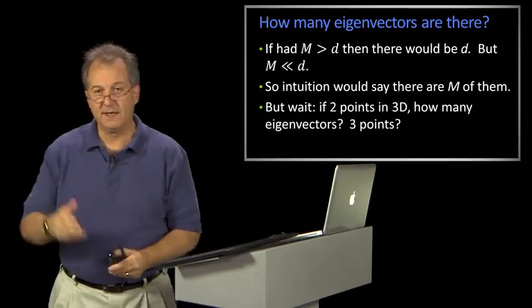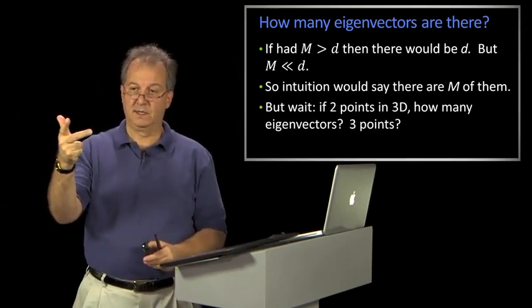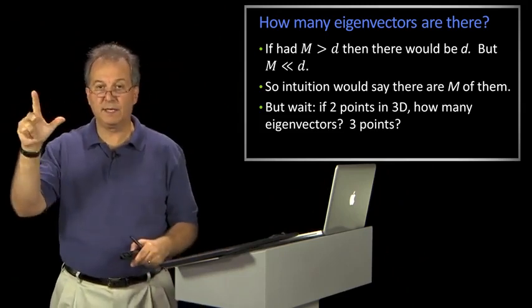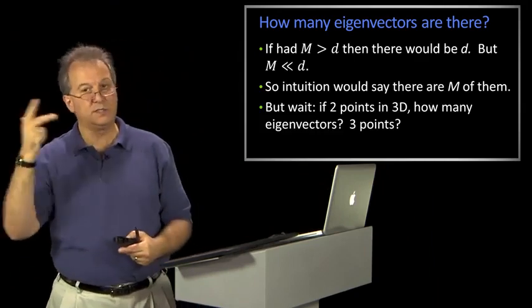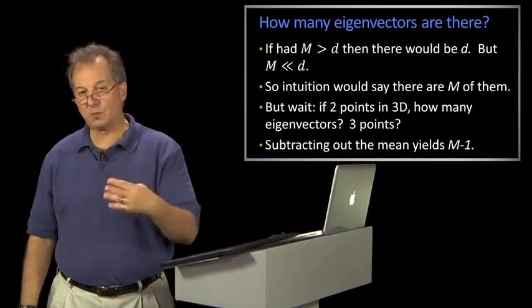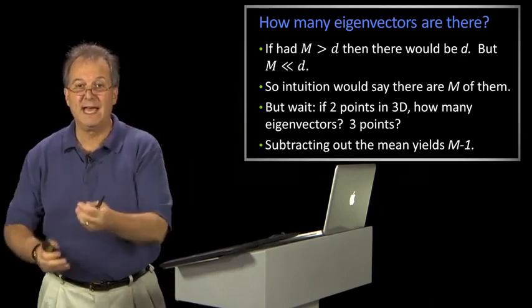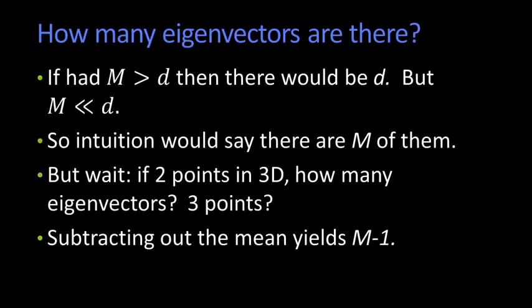Let's think about it this way. If I have 3 points in space, how many vectors does it take to span those points? Well, they lie in a plane, don't they? Of course they do. 3 points defines a triangle. So with 3 points, there's only 2 eigenvectors. In general, there are m-1 eigenvectors. And the reason there's m-1 is I take my m points and I subtract out the mean, so that removes a degree of freedom. So that's a trick question that I always give on the final of my course. So if anybody's taking the final, now you know the answer.